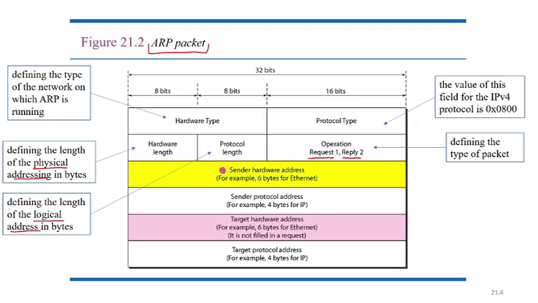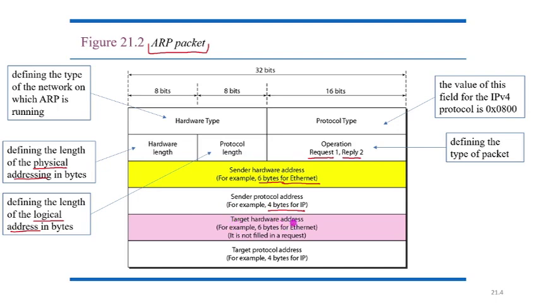It is variable in length. It can be 6 bytes in the case of Ethernet. If it is an Ethernet type of connection, it will have a 6 byte address. The sender protocol address means the sender IP address, which is 4 bytes of information for IP addressing.